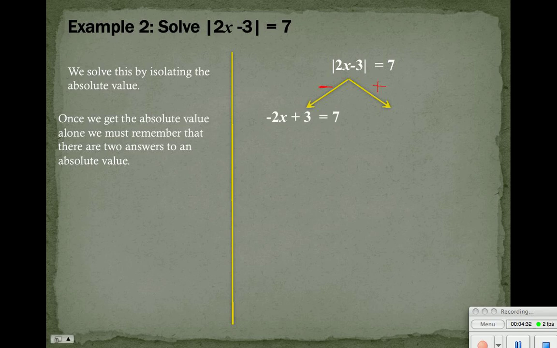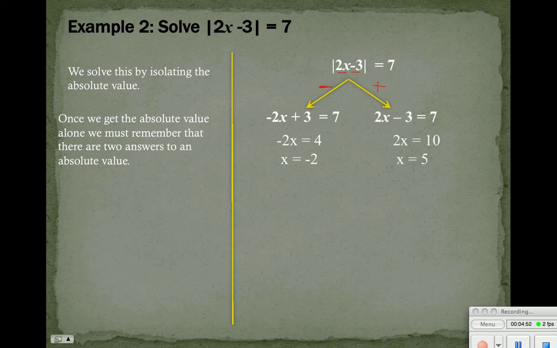We took everybody that was in here. 2 became negative 2, negative 3 became positive 3 because I'm taking the opposite of everything. Solve away, we get our first answer. Let's solve for the positive side. And there are my two answers.